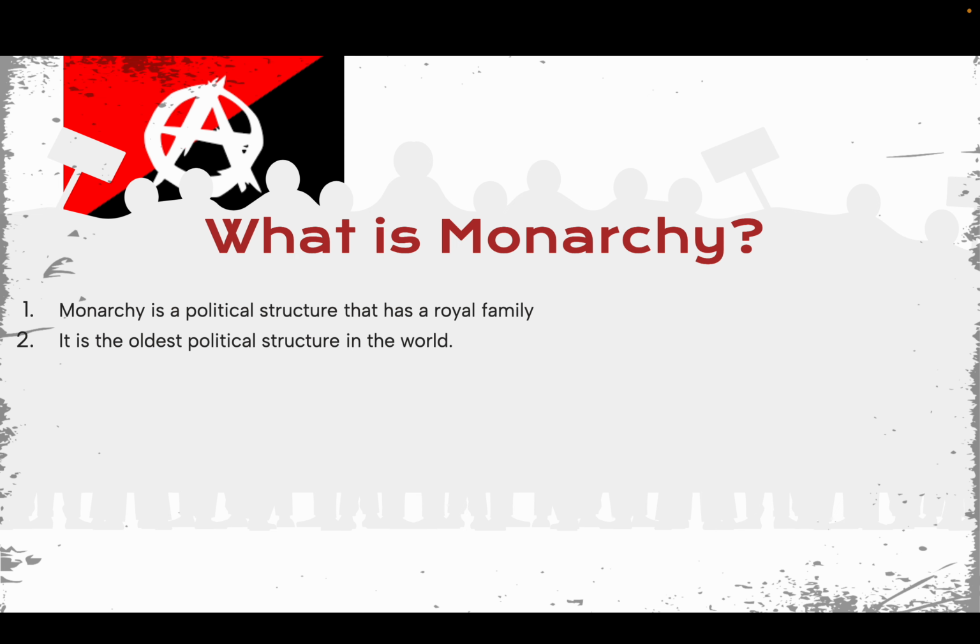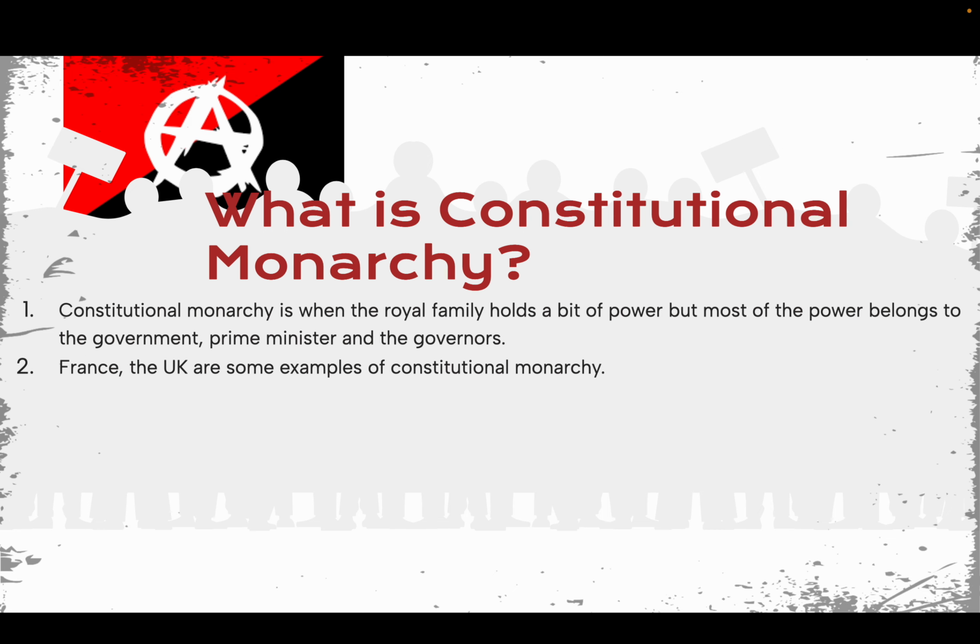So monarchy. Monarchy is a political structure that has a royal family. It is the oldest political structure in the world right now. There are two types of monarchies. One is the constitutional monarchy, and one is the absolute monarchy. Constitutional monarchy is when the royal family holds a bit of power, but most of the power belongs to the government, prime minister, and governors of that country. Countries like France and the UK are some examples of constitutional monarchy.